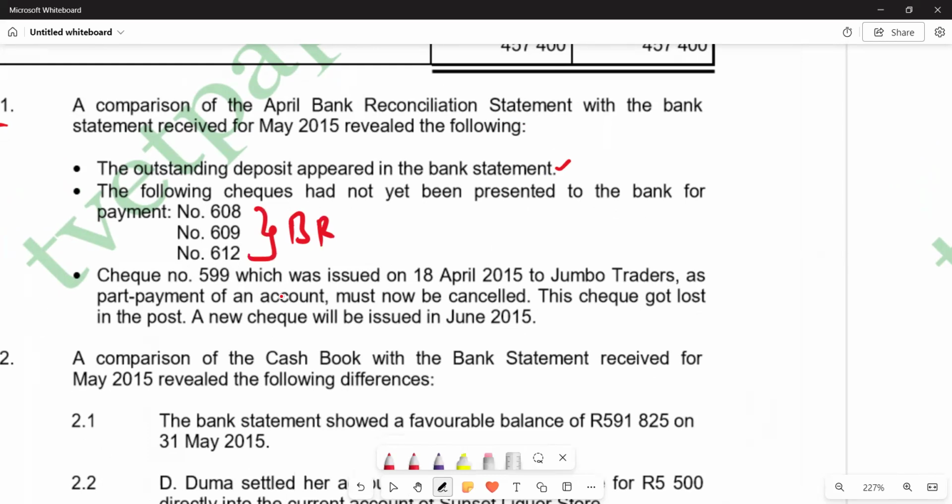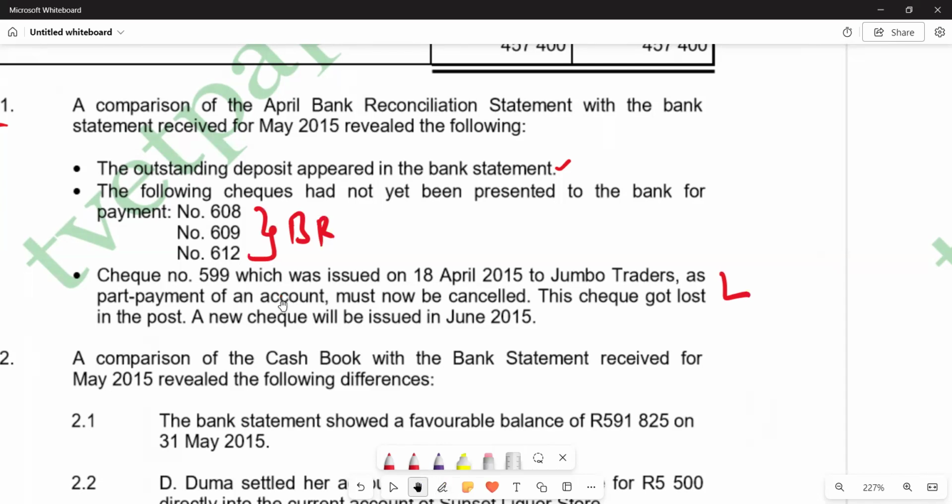So we are not going to make any adjustments in the bank, but you will see that this transaction is going to affect the ledger, because it's already in the ledger, so it has to be cancelled in the ledger. So we are saying this one affects only the ledger, but on the bank reconciliation statement, you're not going to make any adjustments since it was lost. So this is what we have.